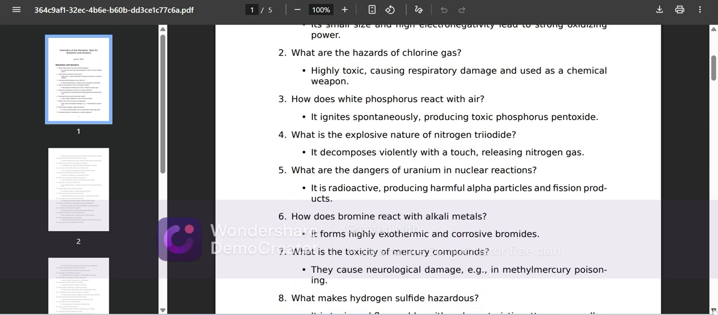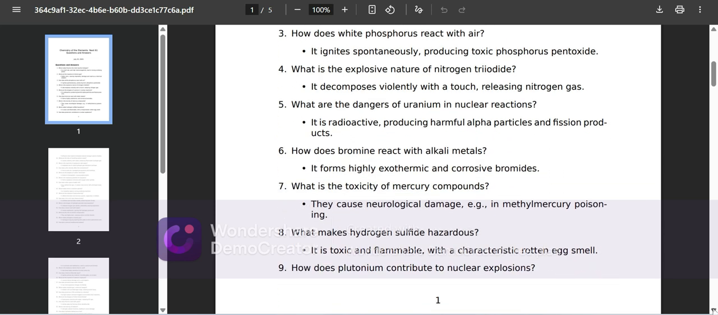How does white phosphorus react with air? It ignites spontaneously, producing toxic phosphorus pentoxides. What is the explosive nature of nitrogen triodide? It decomposes violently with a touch, releasing nitrogen gas.